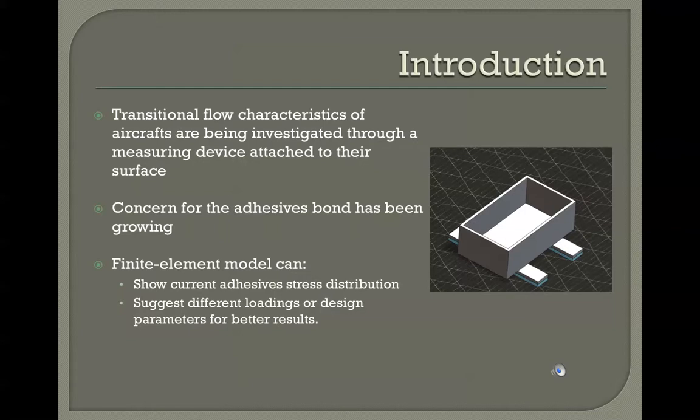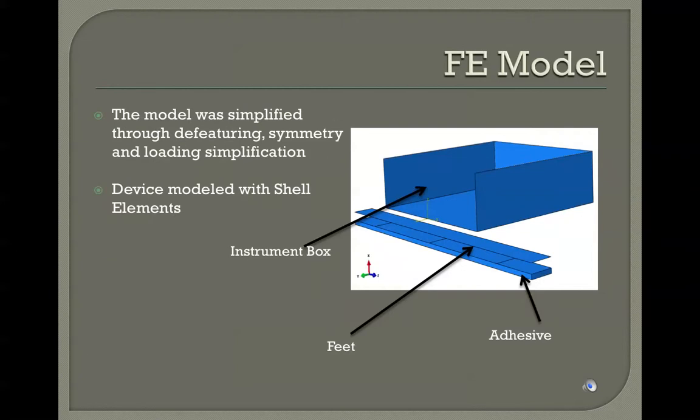A finite element model can show whether the current loading makes the adhesive stress distribution meet the minimum cure load required. If the loading is inadequate, different loadings or design parameters can be suggested for better results. The model was simplified through defeaturing, symmetry, and loading simplification. As you can see in the image, a symmetrical model was used with only one foot, because the stress distribution seen in one foot should be identical to the second foot.